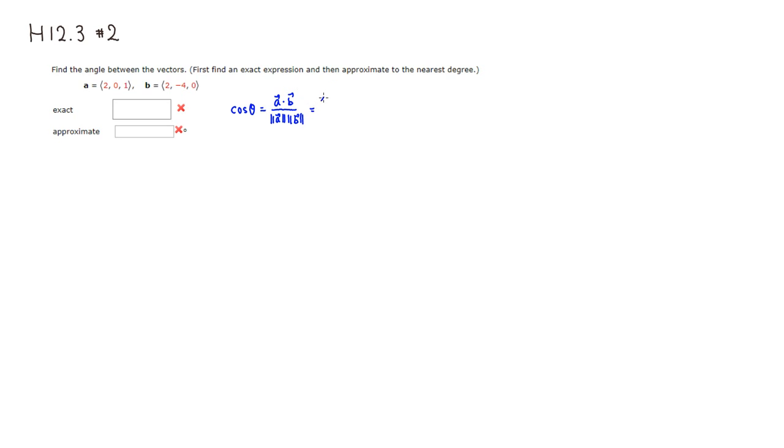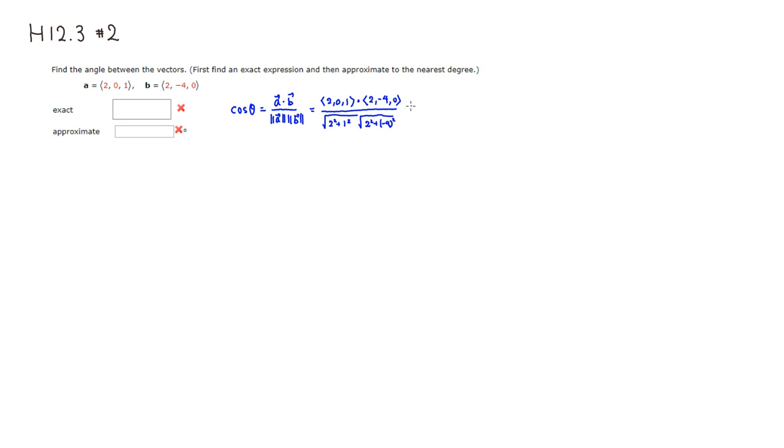Vector A is 2, 0, 1. And vector B is 2, -4, 0. Then we take the square root of 2 squared plus 0 squared, I'm not going to write that, and 1 squared. And the magnitude of B would be 2 squared plus -4 squared and 0 squared.